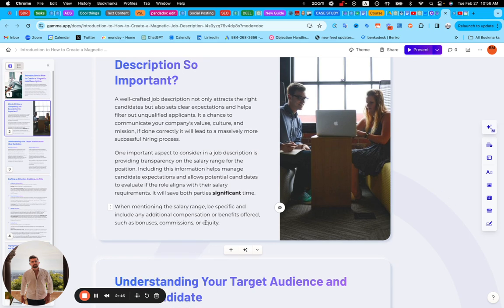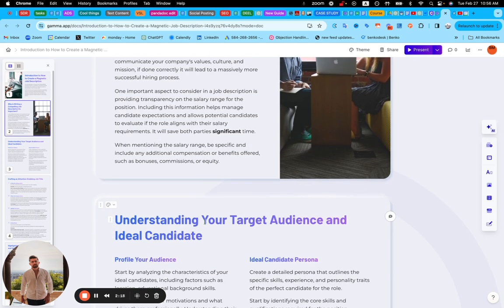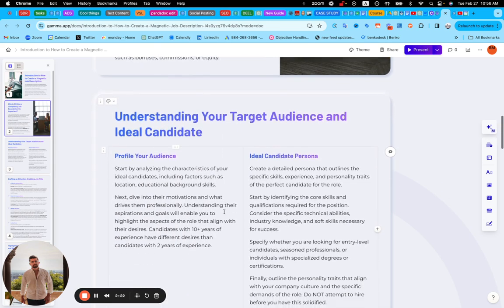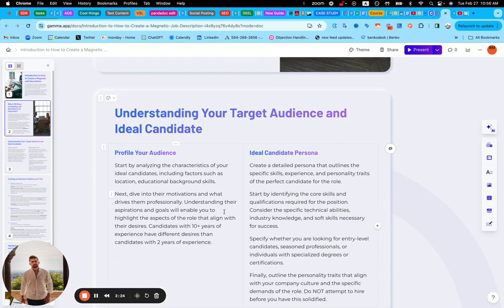But let's continue in the video and start by understanding our target audience and ideal candidate. So at different levels of people's careers, there are certain motivations. Someone with 10 plus years of experience in software development is going to have different wants and desires and needs versus someone who is a junior dev, just 1 to 2 years in with their software engineering or development experience.